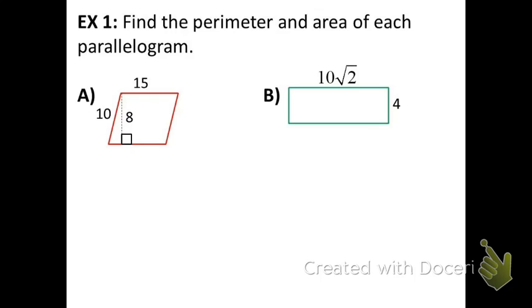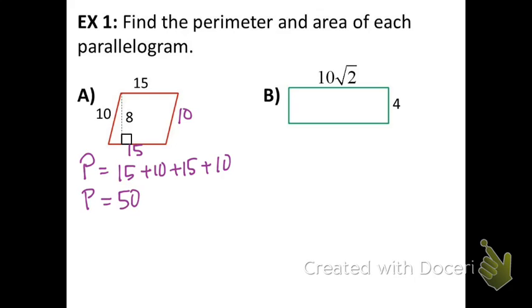Okay, so example 1 says to find the perimeter and area of each parallelogram. For the perimeter, we're going to find all the sides, and because it's a parallelogram, we know opposite sides are congruent, so this is a 10 because that side is a 10, and the bottom side is 15. So to find the perimeter, we're going to add all the sides, 15 plus 10 plus 15 plus 10. We get a total of 50 units.